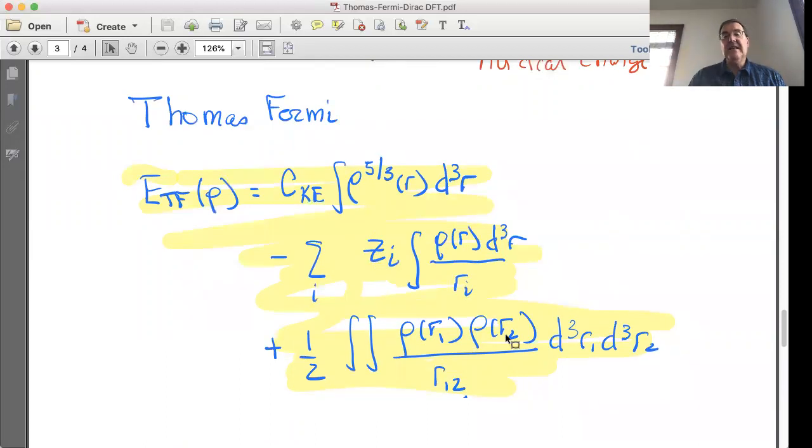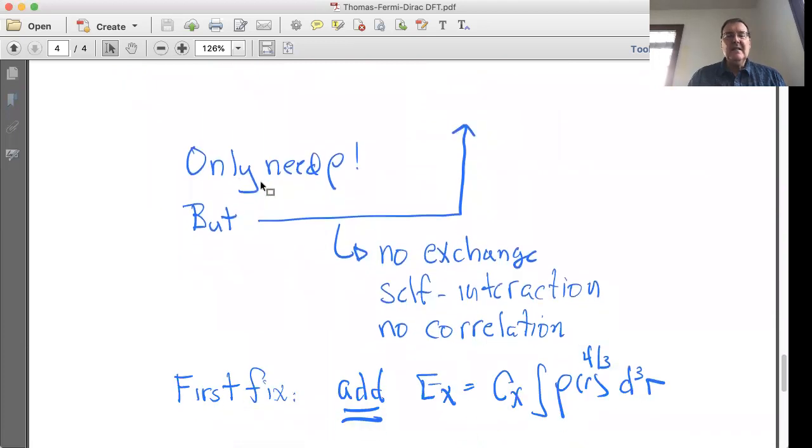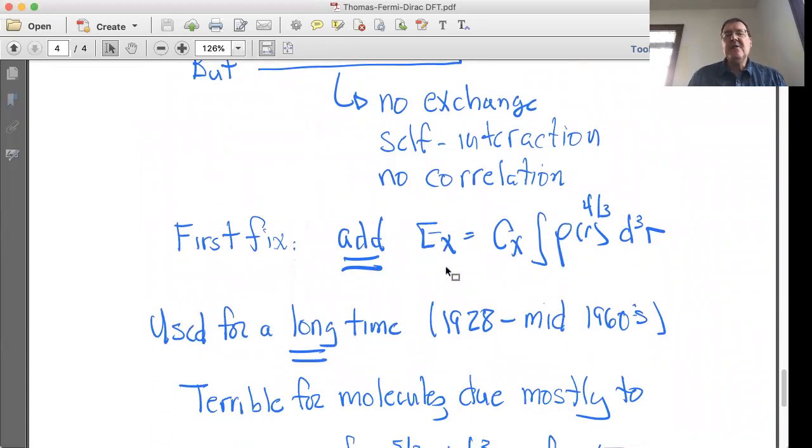This is the uncorrelated, self-interaction contaminated electron-electron repulsion. It's a charge density repelling itself, but it's certainly related to an electron repulsion. This piece up here is the kinetic energy, and that's why I subscripted the constant in front of it, KE. You take rho to the 5/3 at a given point, multiply by the little volume element, you add them all up. And that was the initial estimate of the kinetic energy. You only need rho, but the problem is there's no exchange, there's self-interaction, there's no correlation. The first fix actually came in the form of an exchange term that now looks like rho to the 4/3. And this could be negative, but you take the density to the 4/3 power integrated over space, multiply by a constant, and it estimates the exchange interaction.